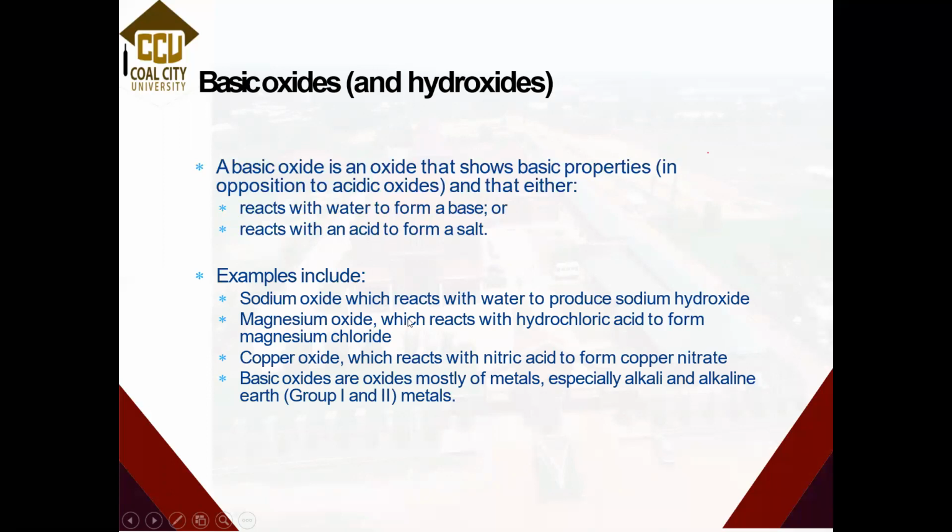Magnesium oxide reacts with hydrochloric acid to form magnesium chloride. You can see it has to be a basic oxide because it has reacted with an acid to form a salt. Copper oxide reacts with nitric acid to form copper nitrate. You can see it reacts with an acid to form a salt. Basic oxides are oxides mostly of metals, especially alkali and alkaline earth metals. That's group 1 and group 2 metals.